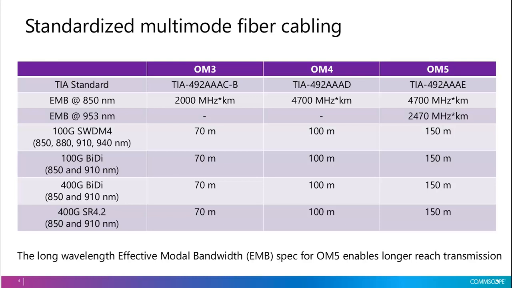So for all of these applications, if you're using OM3 fiber, the supported reach is 70 meters. It's 100 meters if you're using OM4, and 150 meters for OM5 fiber. And that long wavelength EMB spec at 953 nanometers, that's what allows OM5 to support longer reaches than OM4 for these applications that have multiple wavelengths.